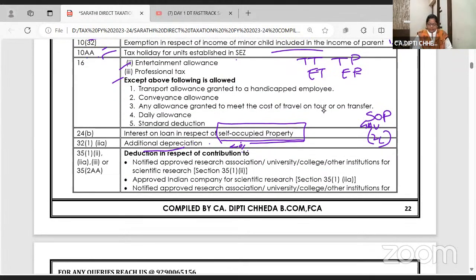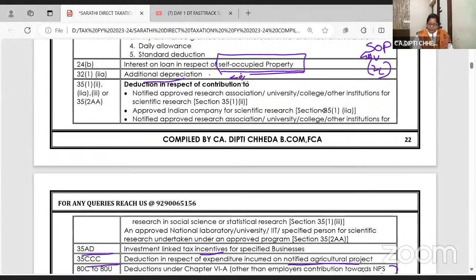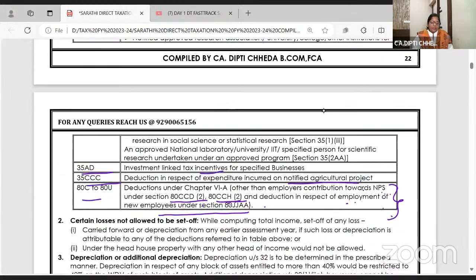Next is deduction. Scientific research deduction you will not get.